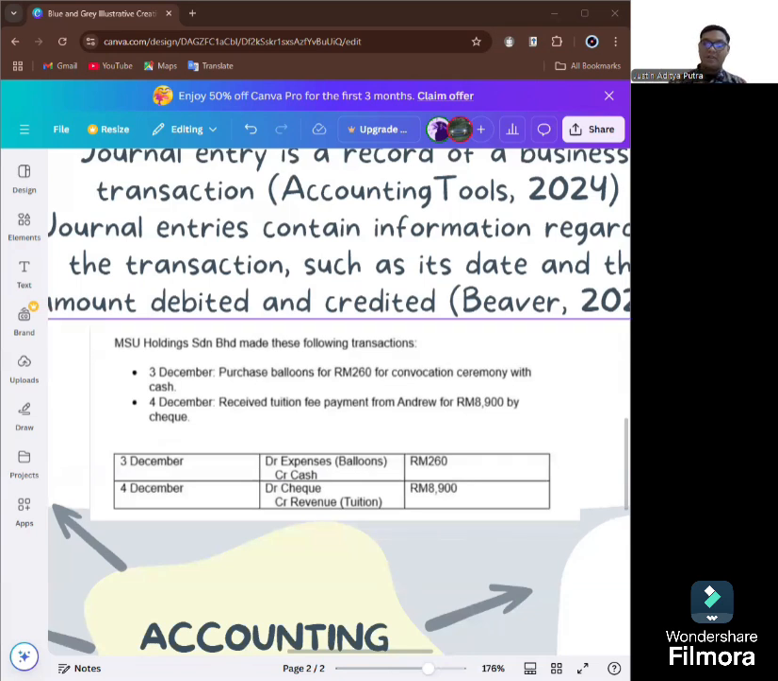As shown here, for the 3 December transaction, we can know that the transaction resulted in a debit with a total of 260 ringgits. Apart from that, there's also a credit in cash since the company used cash to buy the balloons. For the 4 December transactions, we can also see how the check is debited since Andrew paid his tuition fee to MSU Holdings through check, and how revenue is credited, which is essentially Andrew's tuition fee. On the very right, we can also see all the debit and credit for the 4th December transaction is 8,900 ringgits.